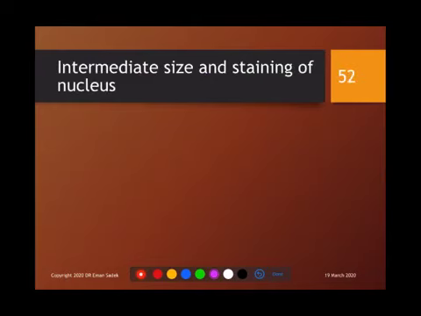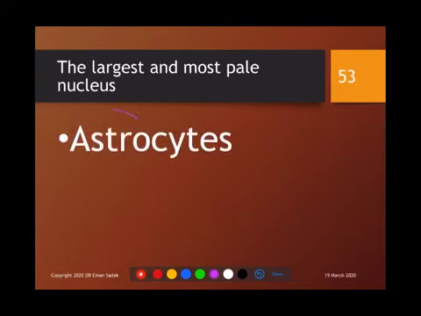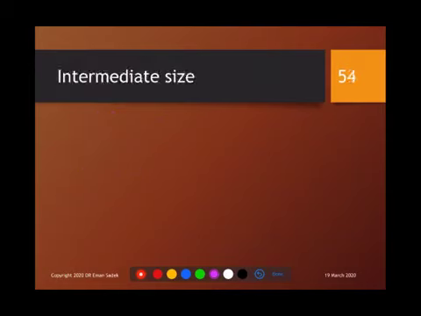Then, what is the intermediate in size and in the staining and size of the nucleus? Not so dark a nucleus, not so pale. It is an intermediate position. Very nice. I hear you. It is the oligodendroglia type. What is the largest and the most pale? Most pale means the most active, and it is the largest. Yes, it is the macroglia or the astrocytes. Okay. Here we have, what is the intermediate size? Yes, it is very nice. The intermediate size and intermediate nucleus size and staining, it is the oligodendroglia type. What is the smallest? Very easy, the microglia or the mesoglia.